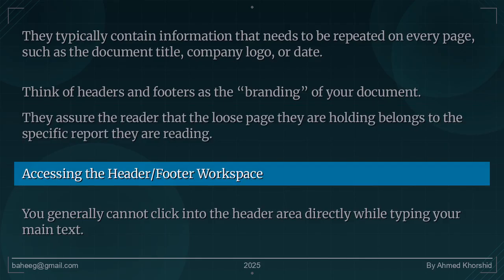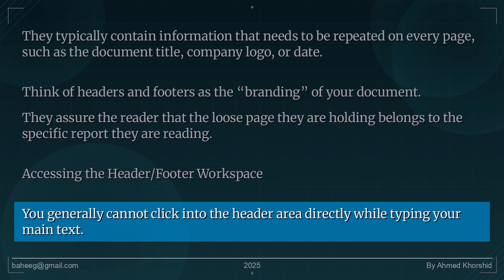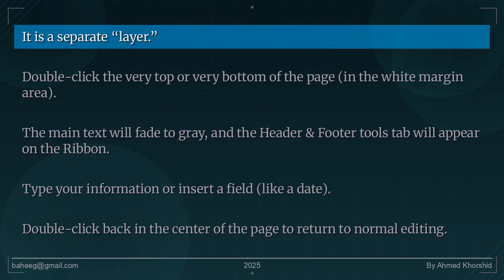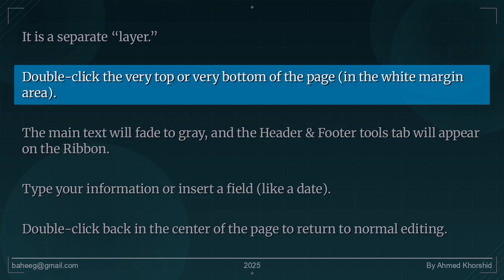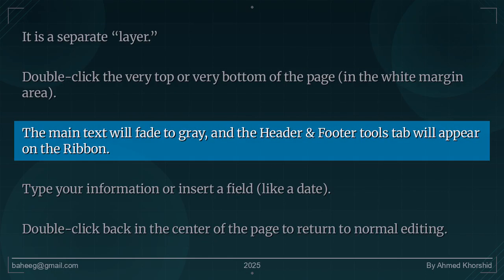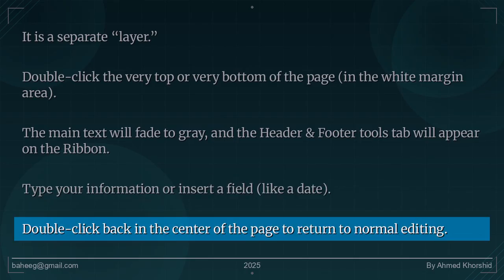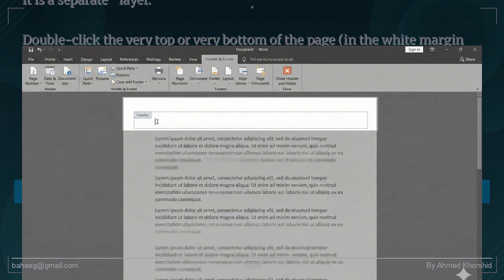Accessing the header-footer workspace. You generally cannot click into the header area directly while typing your main text. It is a separate layer. Double-click the very top or very bottom of the page, in the white margin area. The main text will fade to gray, and the Header and Footer Tools tab will appear on the ribbon. Type your information or insert a field, like a date. Double-click back in the center of the page to return to normal editing.